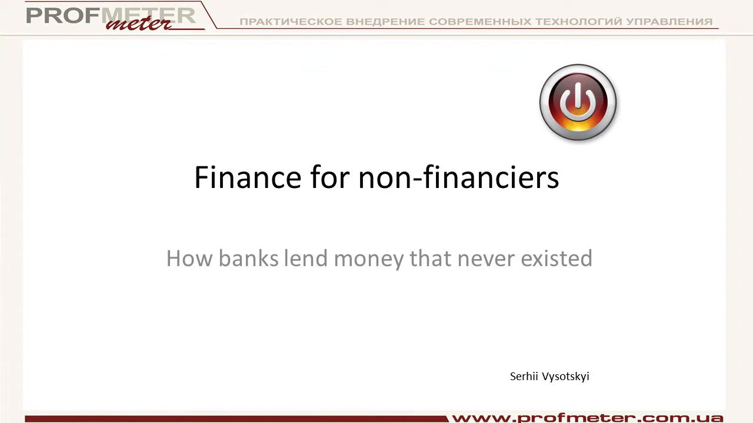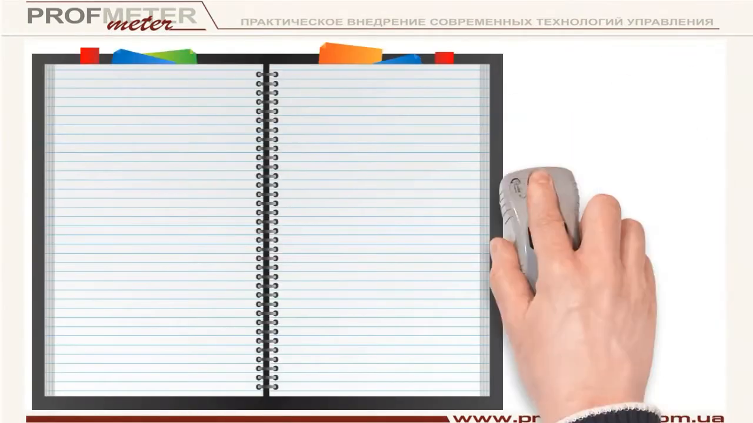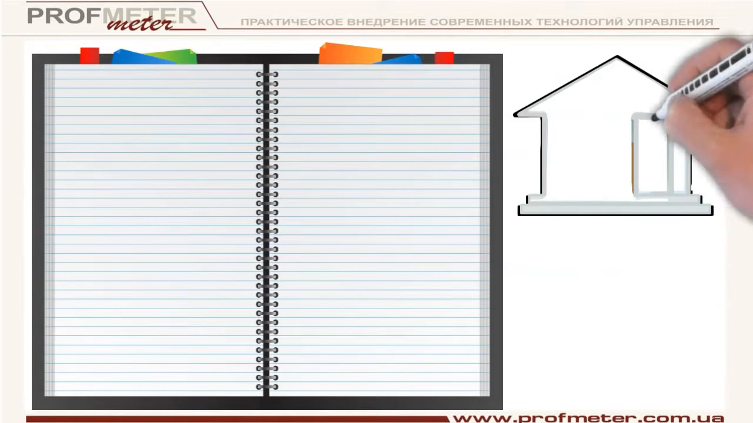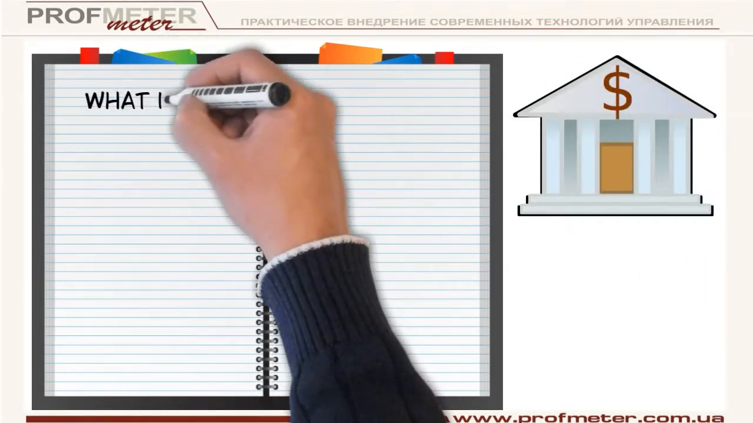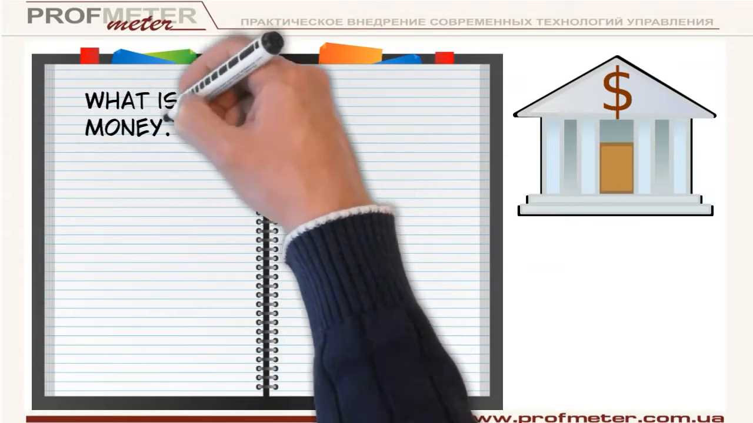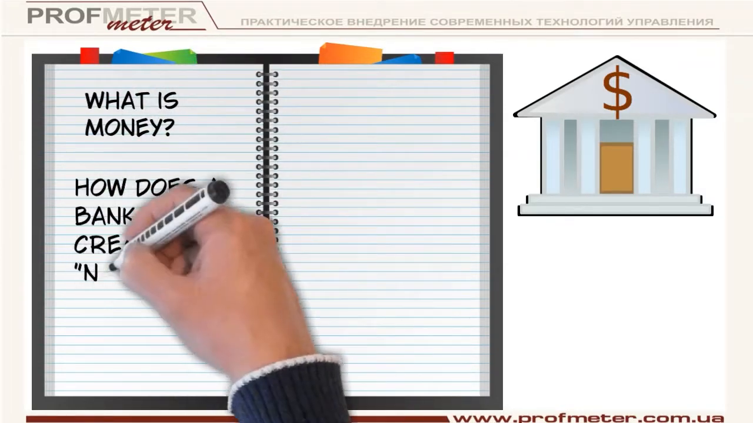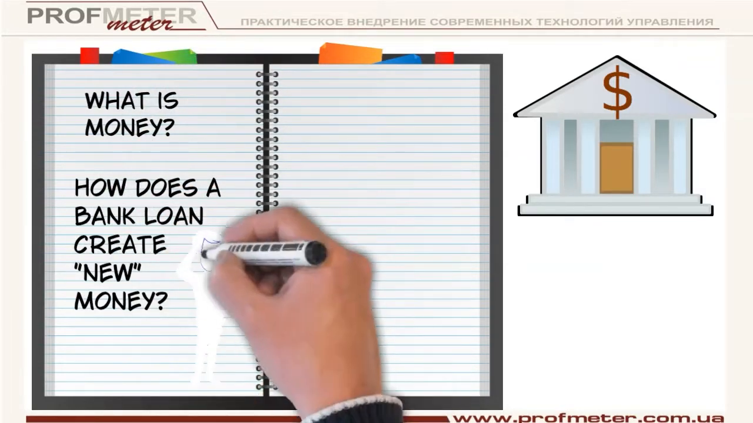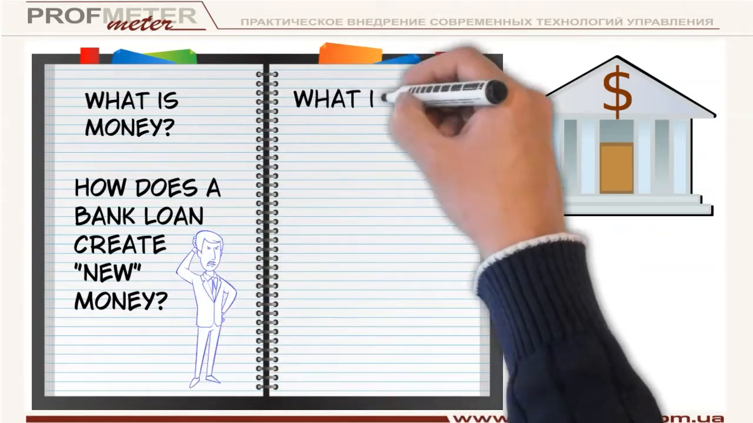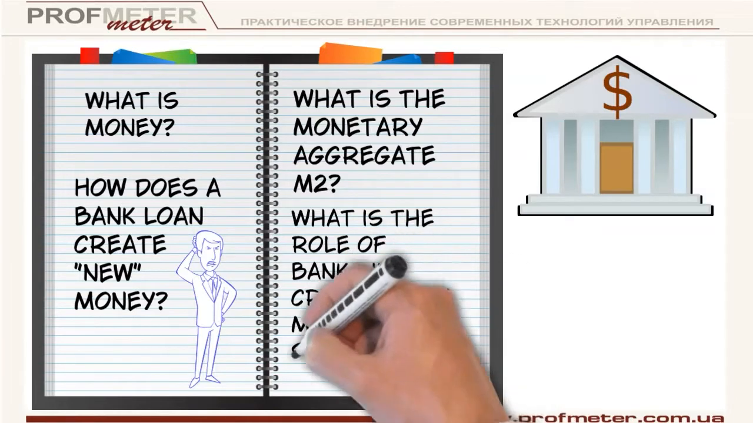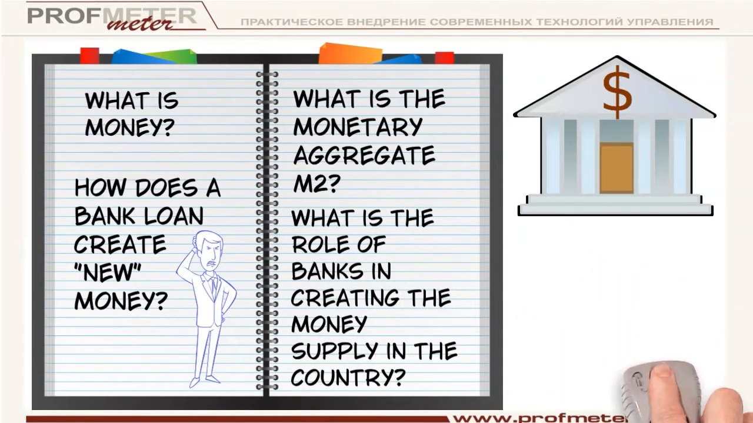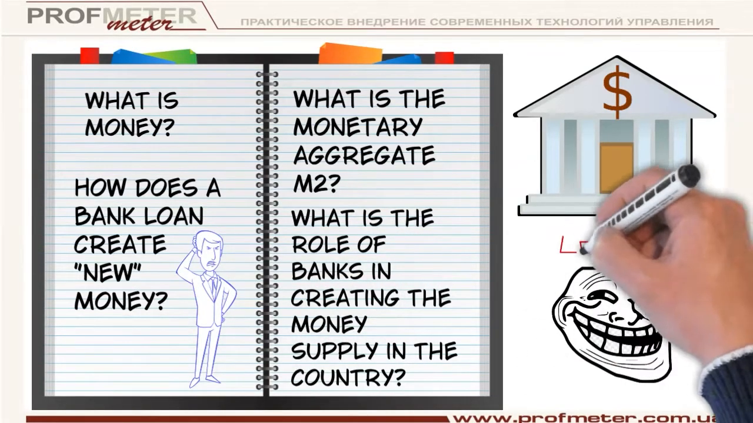Today we are talking about entertaining macroeconomics. How do banks lend money that never existed? To do this, we will have to go through the topic of what money is in general. We will analyze the process of the emergence of a bank loan step by step. We will be surprised. Let's understand what the monetary aggregate M2 is, and how banks create money literally out of thin air. In short, your life will never be the same again.